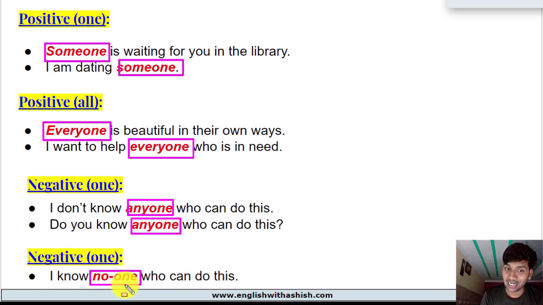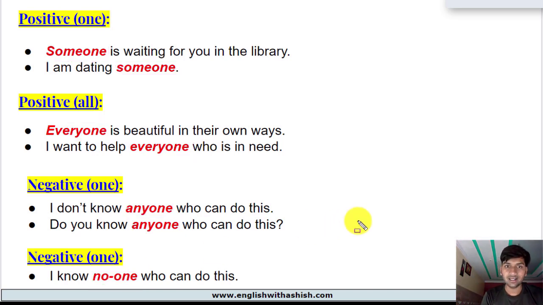You can also say, I do not know anyone who can do this, right? So you can use anyone and no one interchangeably. But you have to understand, if you're using any plus body or thing or where, the sentence has to be negative or interrogative. If you're saying no one, nothing, or nowhere, the sentence has to be positive, but it will give a negative connotation. All right.